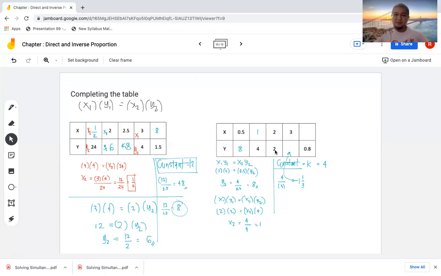So all you need to do is multiply this one and then divide it by what you see in here. So for the next one, you will have 4 as the constant value, and this y will divide that one. So 0.8. So 4 divided by 0.8, if you calculate, is going to give us an answer of 5. So automatically, the answer here is going to be 5.